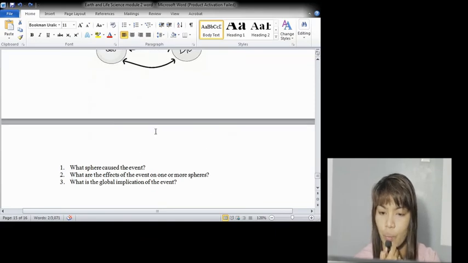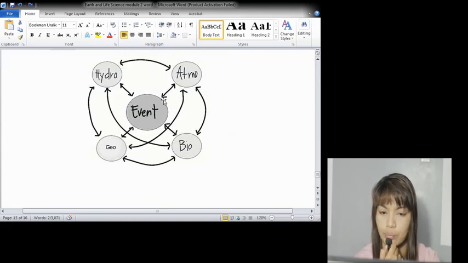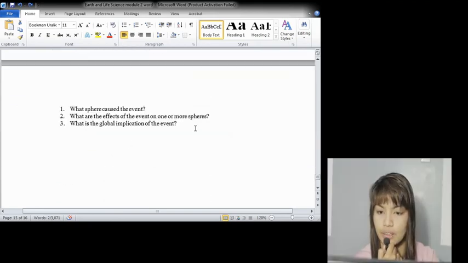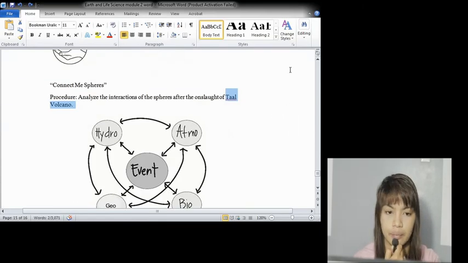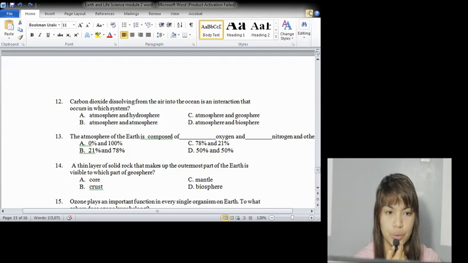And the second one, what are the effects of this Taal volcano eruption to these spheres? For example, what is the effect of Taal volcano eruption to the human beings, to the atmosphere, to the water system, and also to the soil or to the land? And the last part is what is the global implication of the event? Okay, so this makes up module 2. So please answer it on a yellow paper, and then on Friday you should submit it to your advisor. Okay.